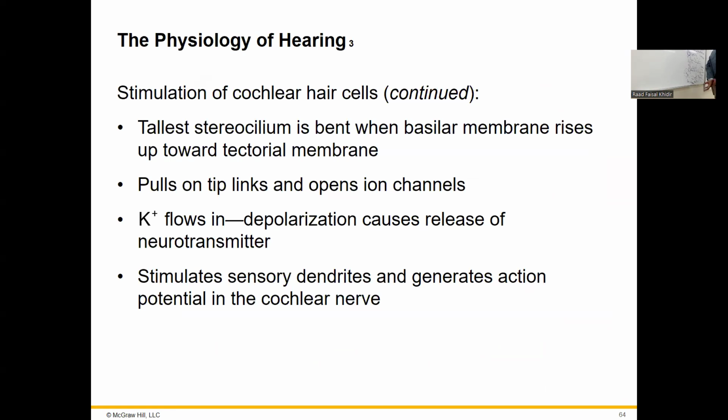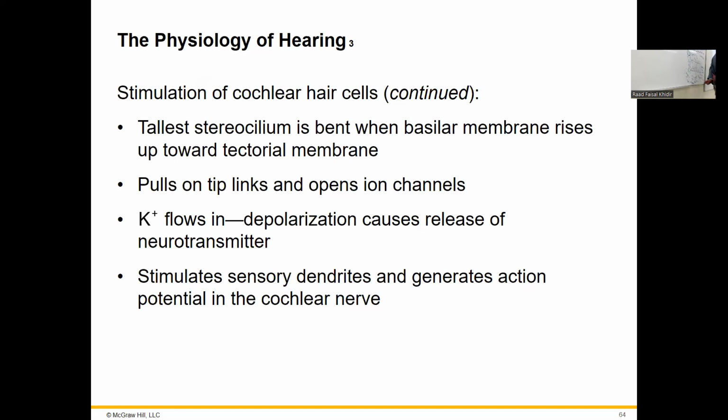When potassium flows in, which is quite different from your traditional action potential, there's a depolarization that causes the release of the neurotransmitter, and that stimulates the sensory dendrites and generates an action potential in the cochlear nerve. Once an action potential has been generated in the cochlear nerve, you're able to hear, because the cochlear nerve is what stimulates the hearing process.